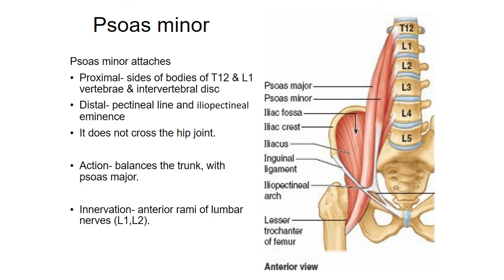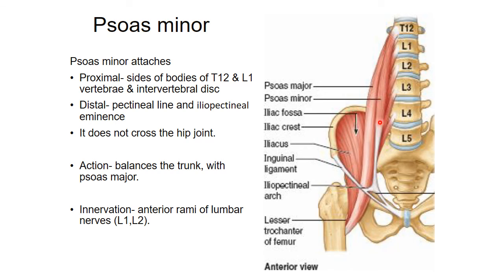Psoas minor muscle. It may or may not be present. Proximally, it's a small muscle placed on the anterior surface of the psoas major muscle. It originates from the bodies of the 12th thoracic and first lumbar vertebrae and the intervening disc. So from here it will take origin.